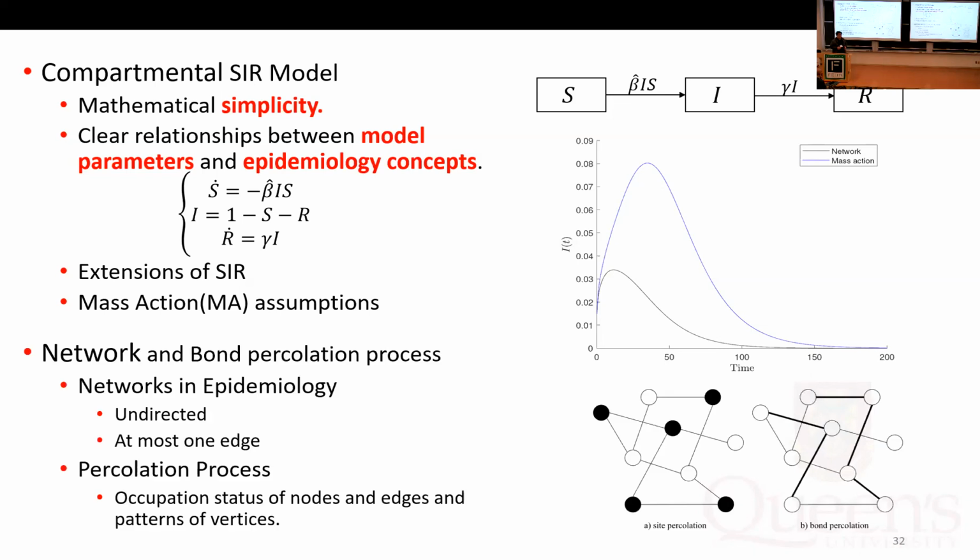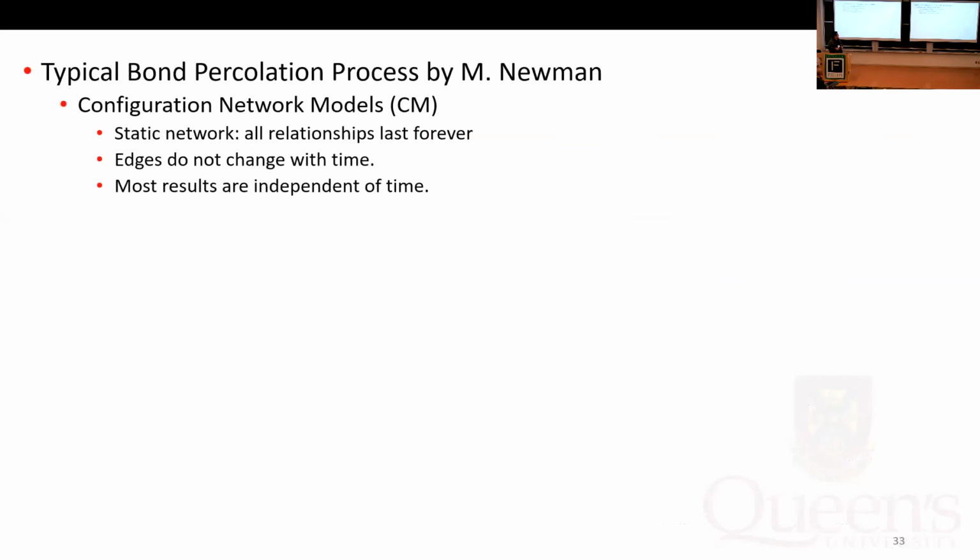So a commonly used method to consider social structure with compartmental models is using network ideas and combining the SIR models with a percolation process. The networks in epidemiology always start with nodes and edges. The nodes in the networks represent the individuals in the population, and edges mean the disease-causing relationship between different individuals. So the typical process was introduced by Newman.